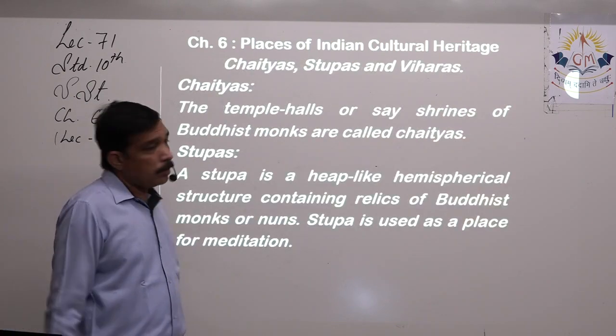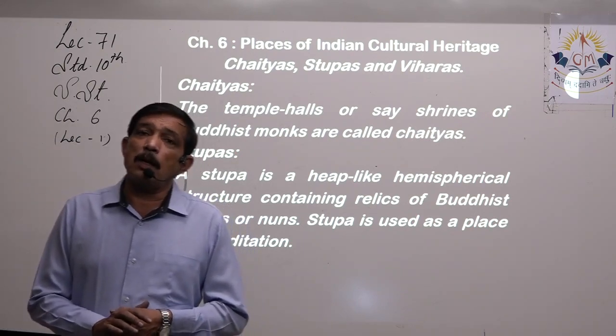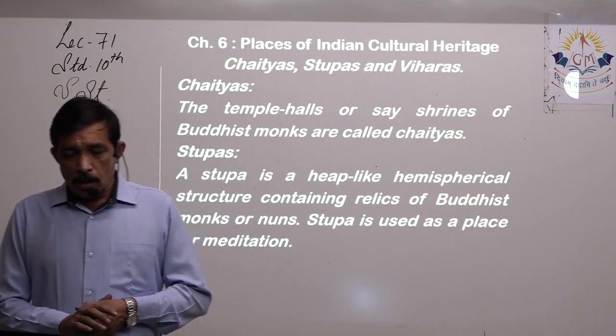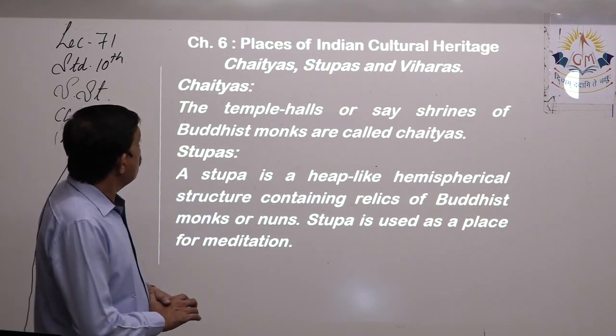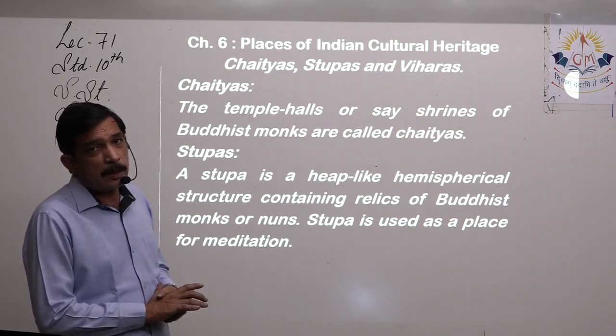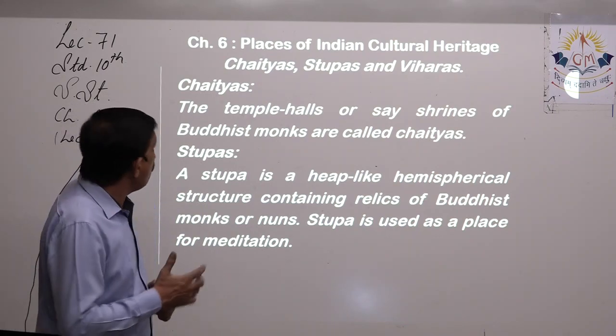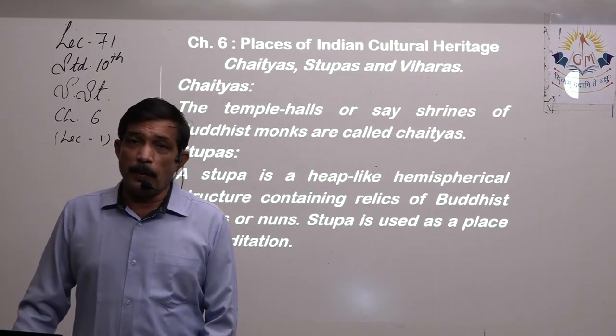Next, we have some definitions of chaityas, stupas, and viharas. They all belong to the Buddhist religion. So, chaityas, what are chaityas? The temple halls, or you can say shrine. Shrine means a worshipping place of Buddhist monks. They are called chaityas. Now, what is a stupa?